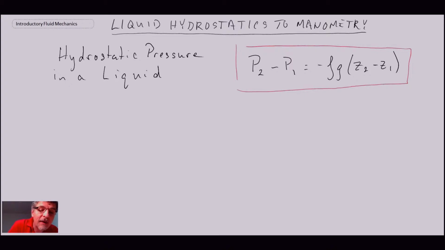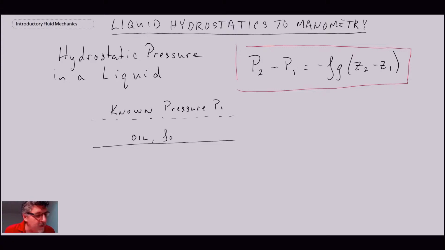So let's assume that we have a liquid surface to begin with, and that at the top is some known pressure, P1. Underneath we'll have a layer of, let's say, oil. The density of oil, I will put rho with the subscript O. The upper surface is Z equal to Z1, this is Z2, and the vertical axis here is Z going up.